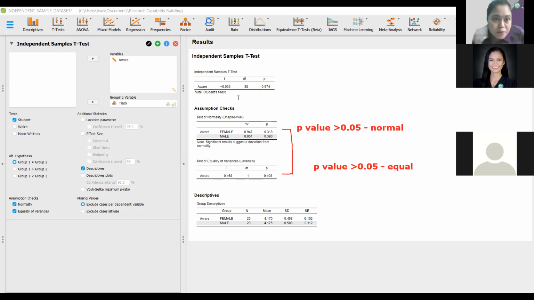So dalawang assumption ang na-check na natin and nakamit na ng criteria. So tama nga class na gagamitin natin si independent sample t-test. Now, let's have this one. P-value is 0.974. Ano kaya yung magiging decision natin? Reject or accept the null hypothesis?